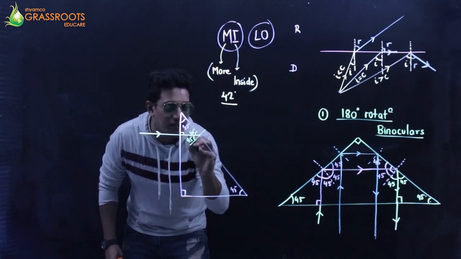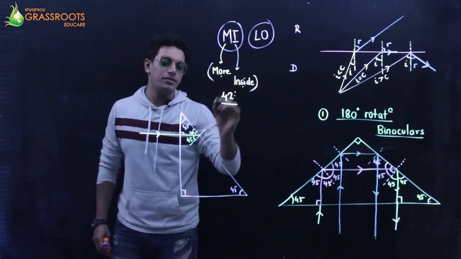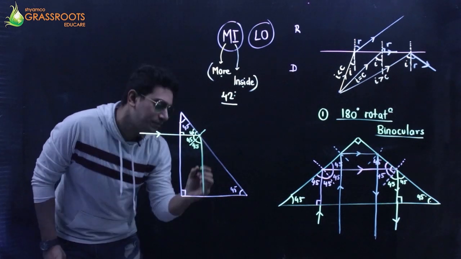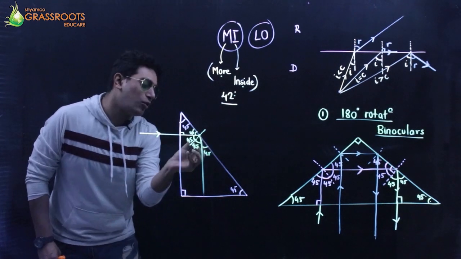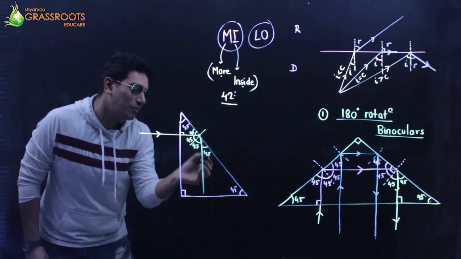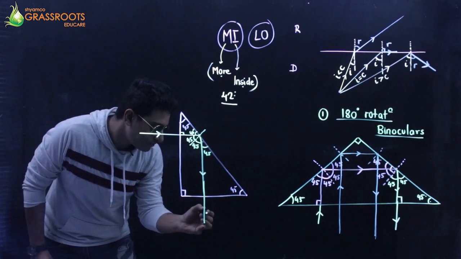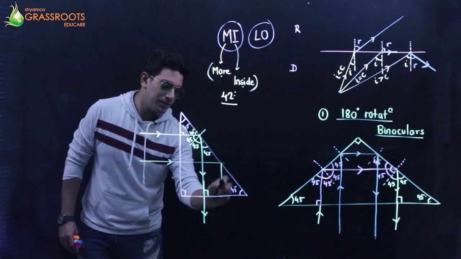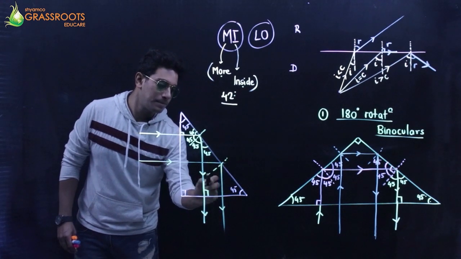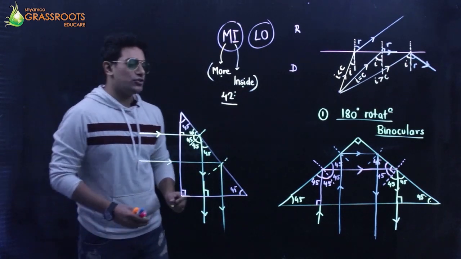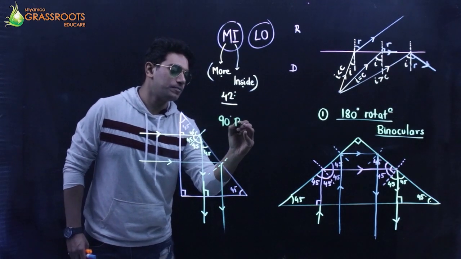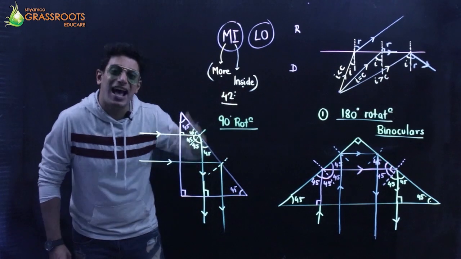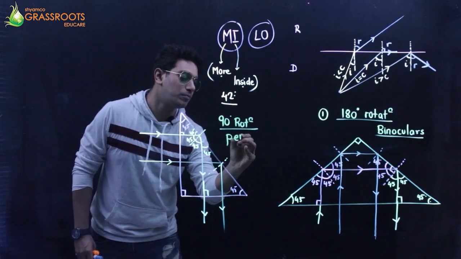45, 45. It's more than 42, it remains inside. Total internal reflection, 45 degrees, straight. 45, this entire has to be 90. And it goes straight. Another ray, you can draw, simply. Perfect, students. So this is a 90 degree rotation. And the application of this is in a periscope.